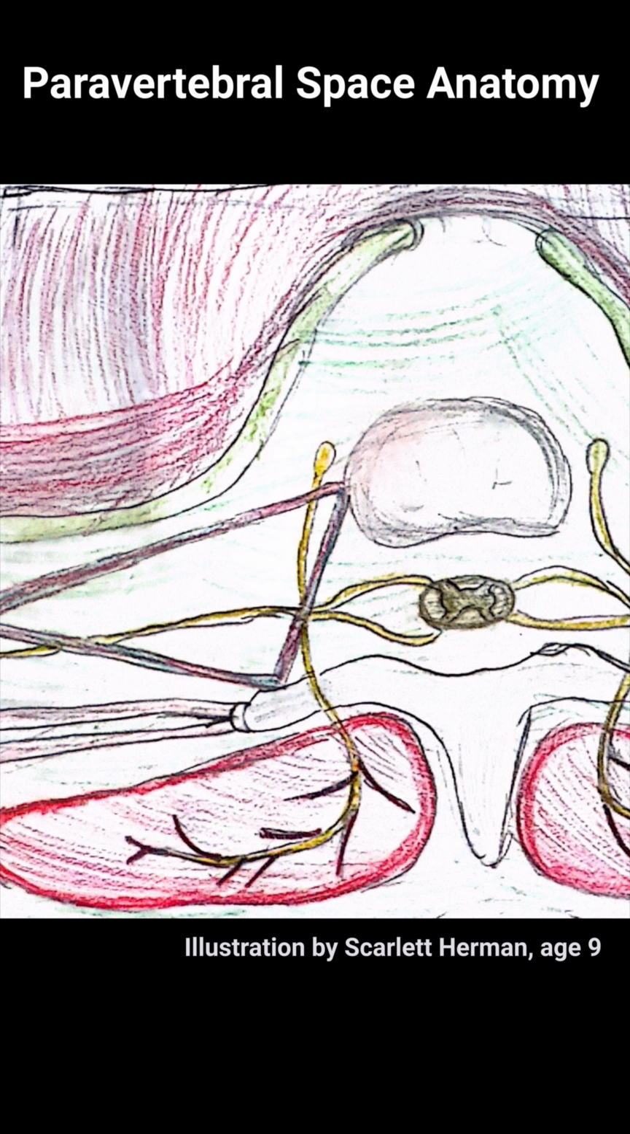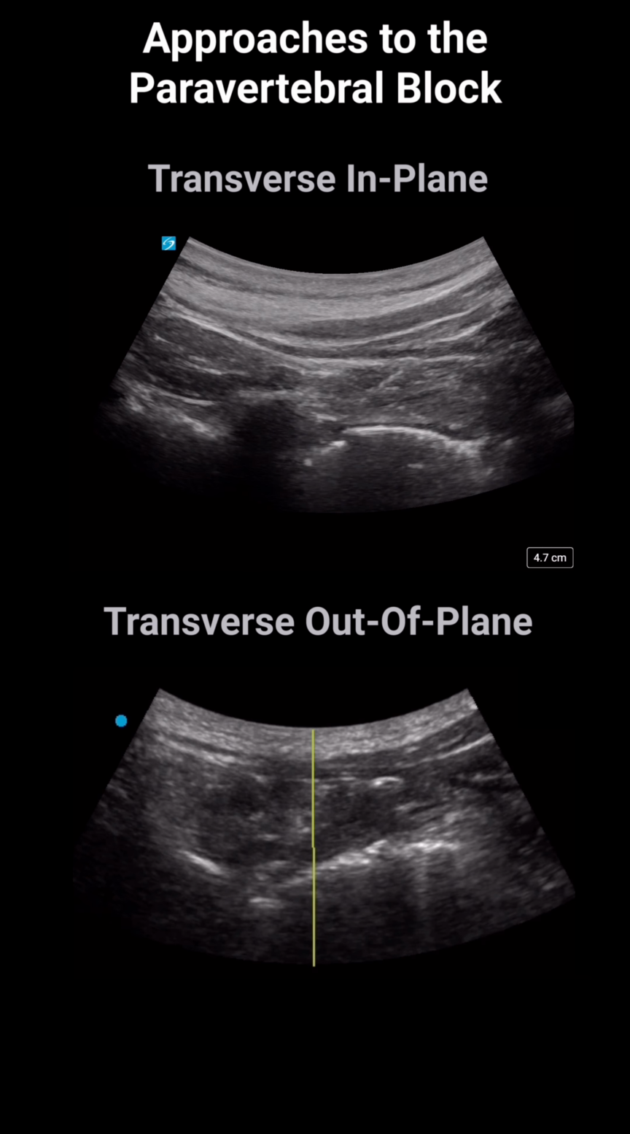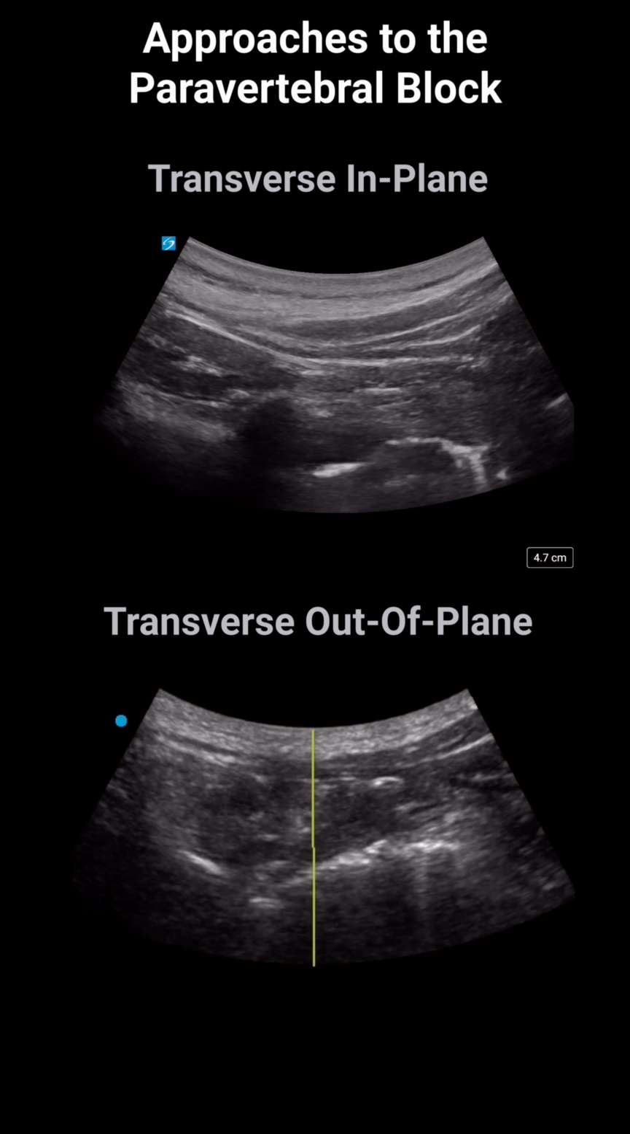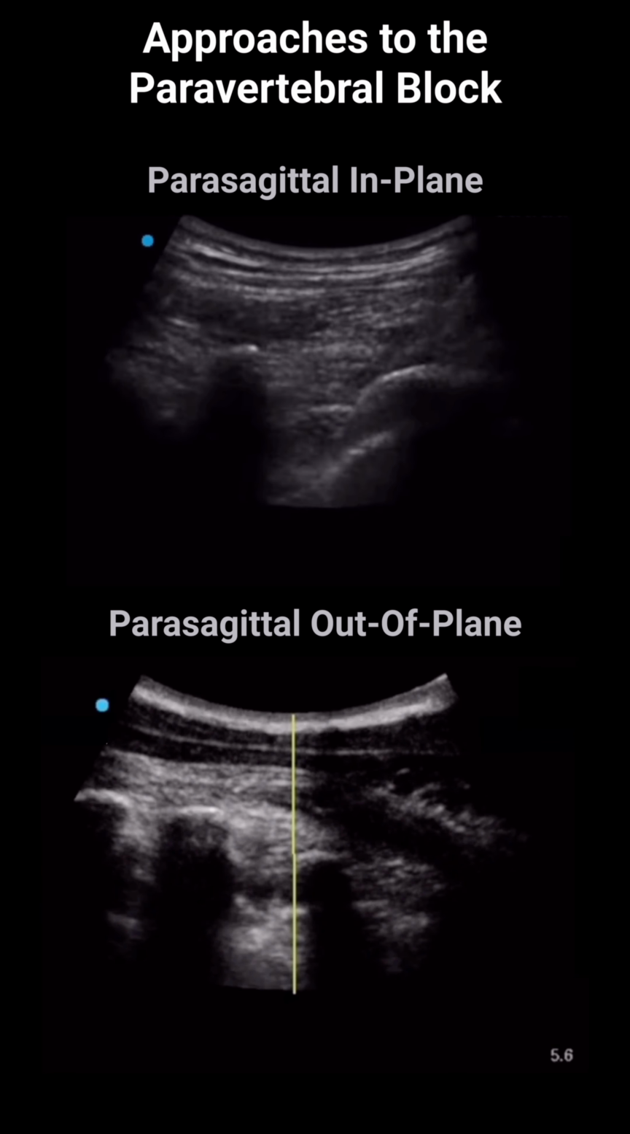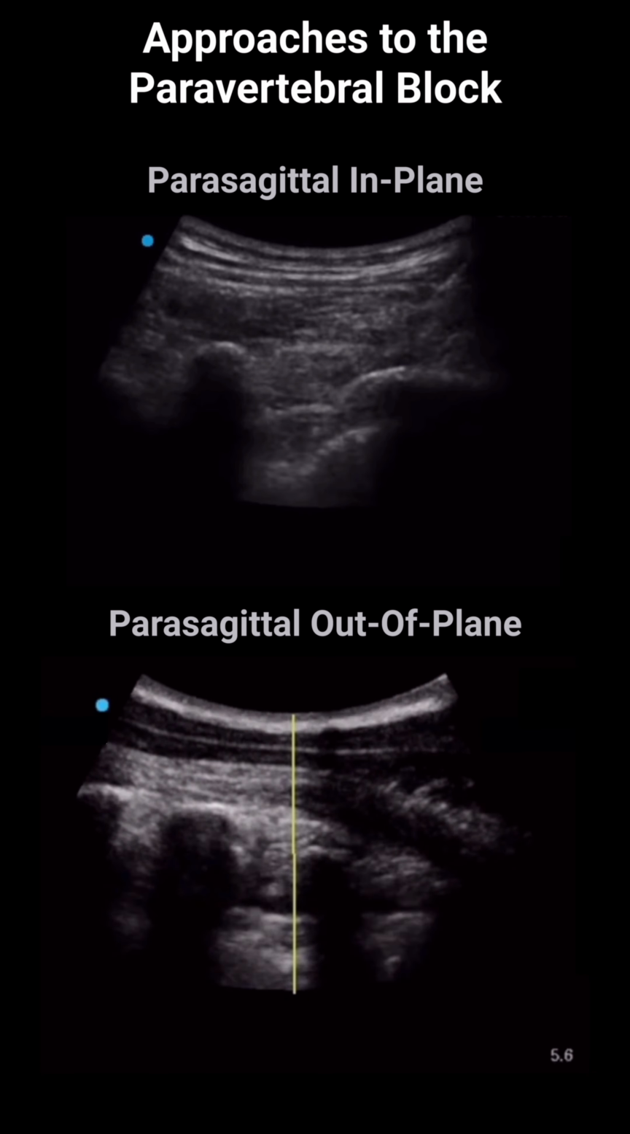When we place local anesthetic in the paravertebral space, we block the dorsal and ventral intercostal nerve roots as well as the sympathetic chain. This results in a very reliable chest wall block that can be used for analgesia and in some cases surgical anesthesia. We can perform the paravertebral block using a transverse in-plane, transverse out-of-plane, parasagittal in-plane, or parasagittal out-of-plane approach.